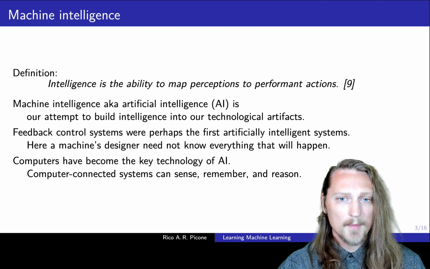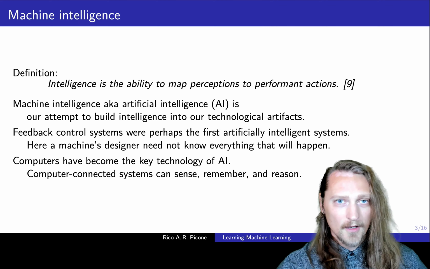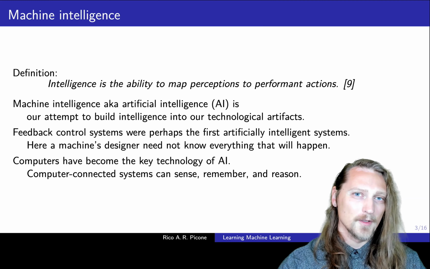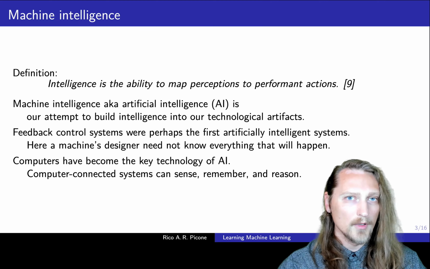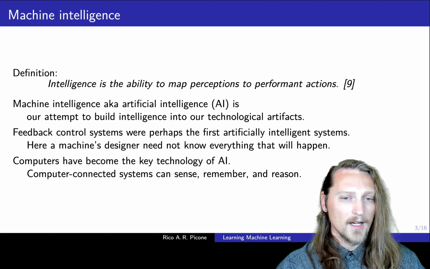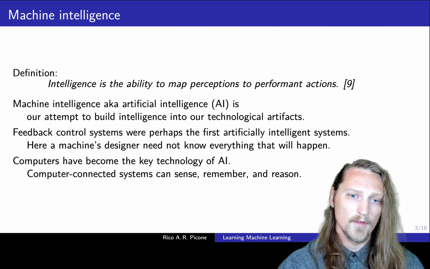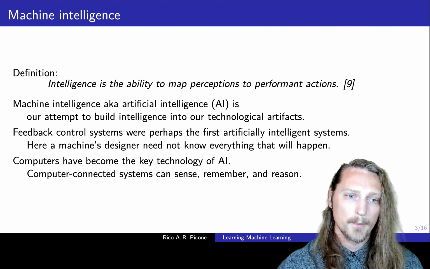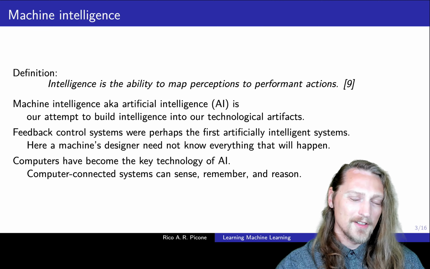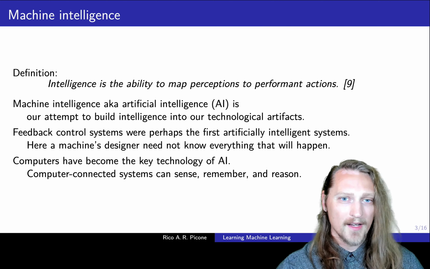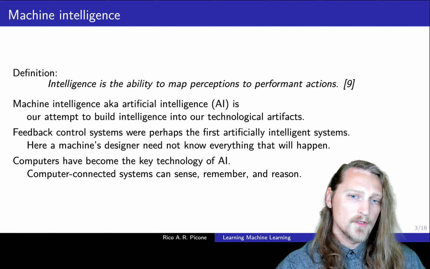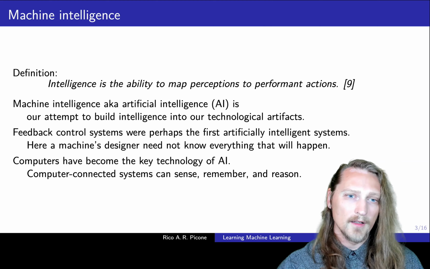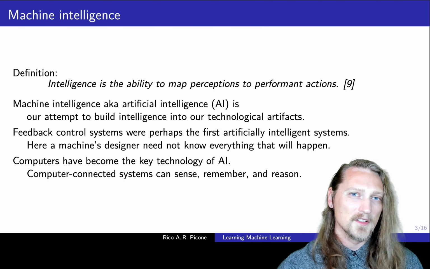Feedback control systems were perhaps the first artificially intelligent systems, near and dear to my heart, having studied control systems for my graduate work. Here, a machine's designer need not know everything that will happen in their machine, so it's something that adapts, and so it's sort of the first variety of intelligence that we see in technology. And some of the early control systems actually go back to water clocks, purely mechanical instantiations like in steam engines. So these ideas have really been around for quite a while if you realize that feedback control theory really started quite a long time ago, or at least the practice of it. I don't know about the theory.